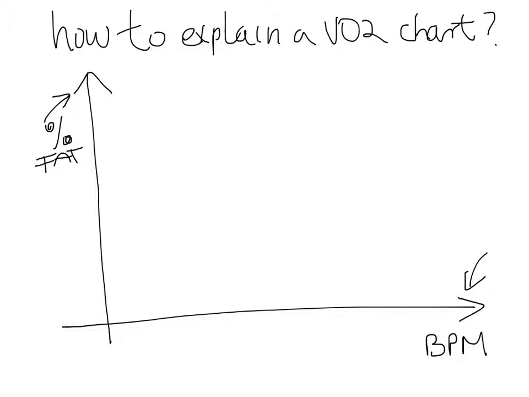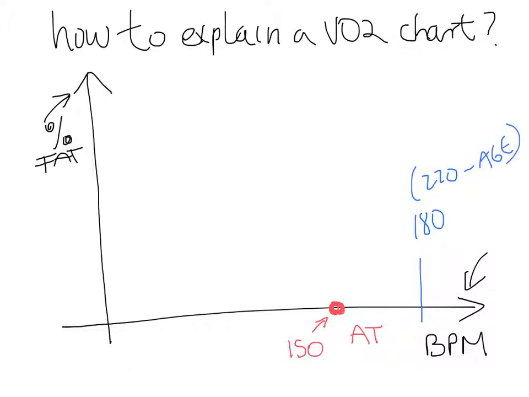There are two very important points on this chart. I'm going to draw them in red. The first one, right here, is called the anaerobic threshold. In my case, this was 150 BPM. And there's another very important point that's a bit theoretical, which is 180 BPM, which is supposed to be the maximum, and this comes from 220 minus your age. This is for my case again. You can see that I was 40 at the time I made this calculation.